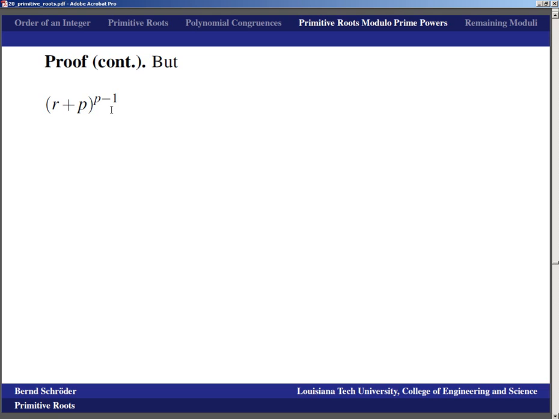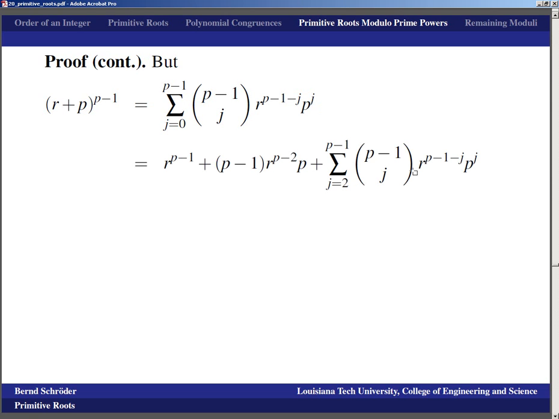we're okay, and we're just going to use the binomial theorem to multiply out this power. So r plus p to the p minus 1 is the sum j equals 0 to p minus 1 of p minus 1 choose j, r to the p minus 1 minus j, p to the j. What we can see here is we've got a bunch of powers of p, which means a bunch of these terms will be 0 modulo p squared. We look at the first term, which is r to the p minus 1, that's j equals 0. We look at j equals 1, which gives us r to the p minus 2 times p minus 1 choose 1, which is just p minus 1, times p, plus the sum j equals 2 to p minus 1 of p minus 1 choose j, times this product of the powers.